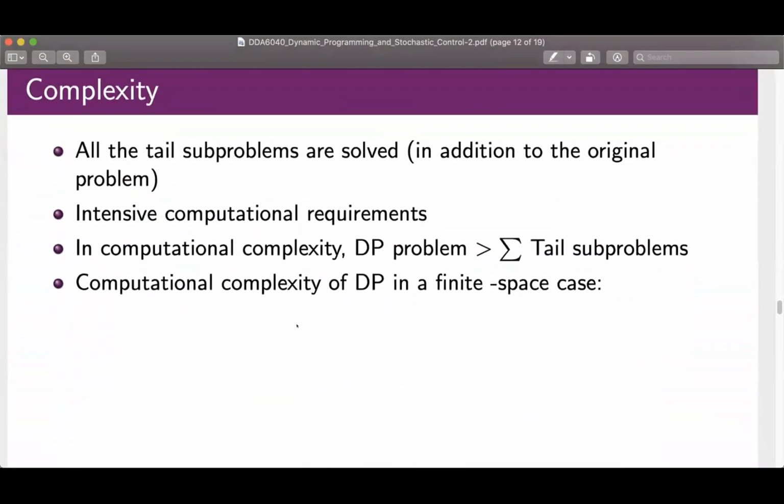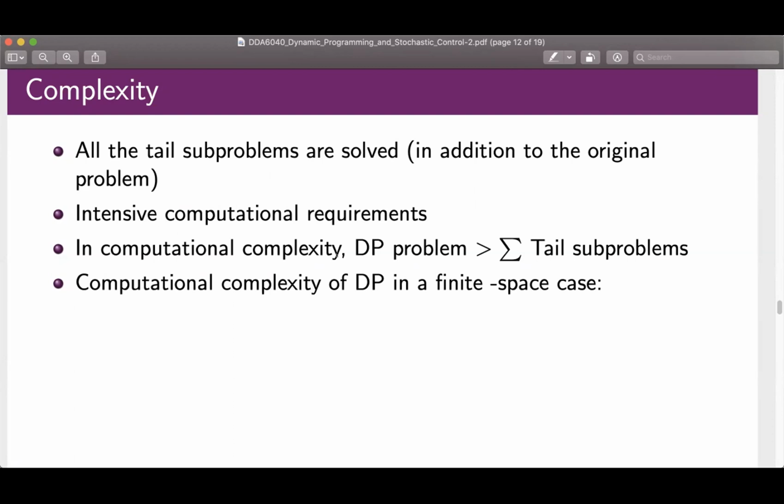So this is something about the computational complexity. Actually, we need all the tail subproblems to be solved. It doesn't only solve the original large-size problem, but also all tail subproblems with all possible time lengths from the final stage to the original problem. It solves many more problems than just the original problem.